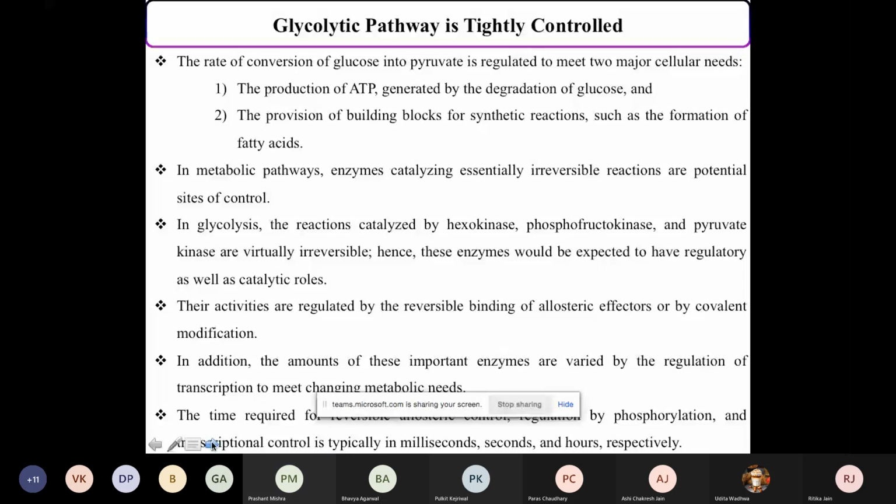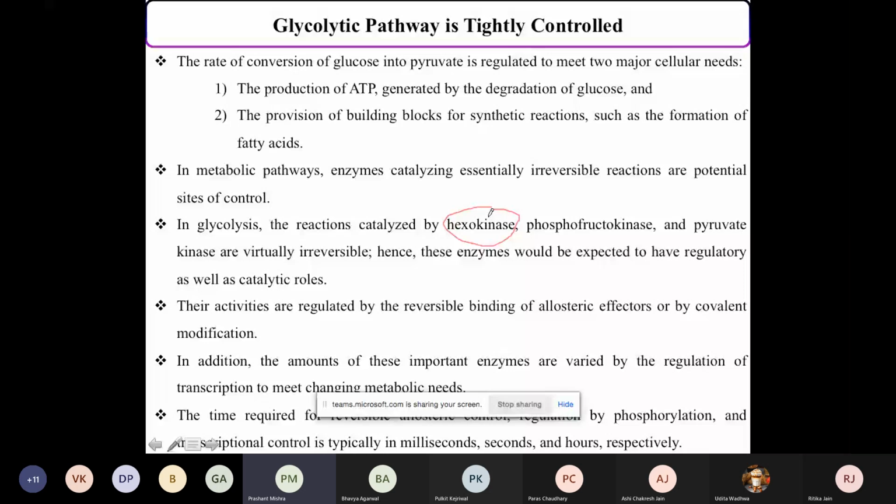So in metabolic pathways, enzymes catalyzing essential irreversible reactions are potential sites of control. This part I have already told you, the enzymes, for example, hexokinase. What does hexokinase do? I think I have repeated it so many times. So you must know what hexokinase does. Hexokinase takes any hexose, could be glucose, fructose, or another molecule, which can be converted into glucose 6-phosphate or fructose 6-phosphate. So the role of hexokinase is to convert the sugar molecule into its phosphorylated derivative.